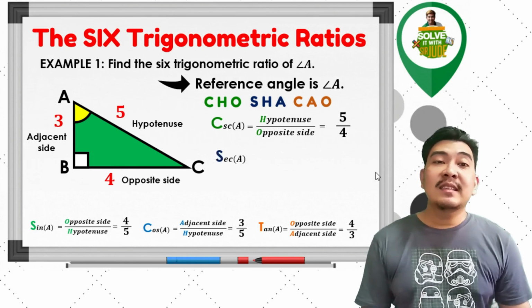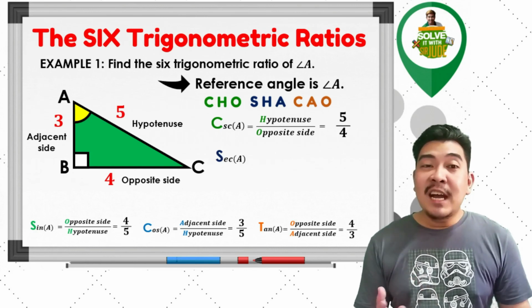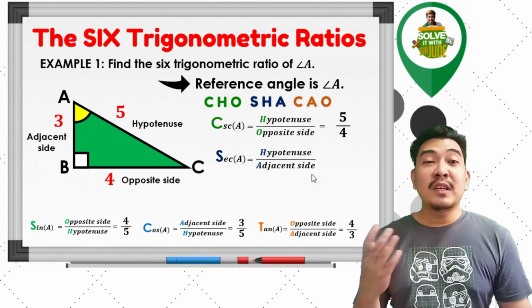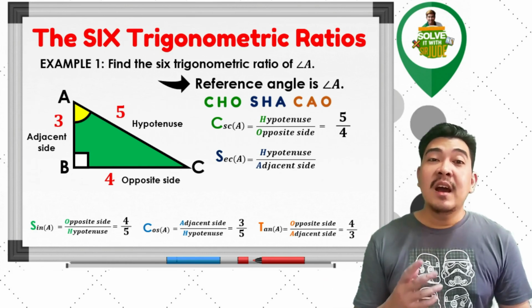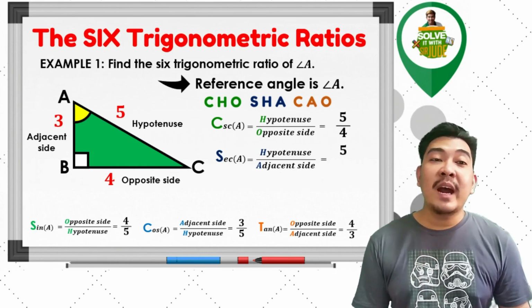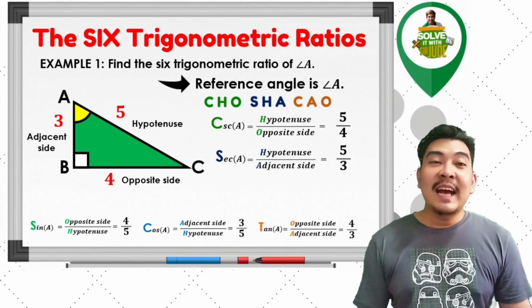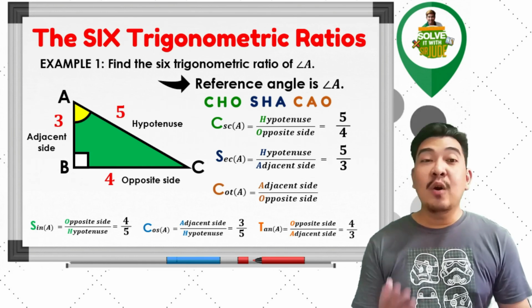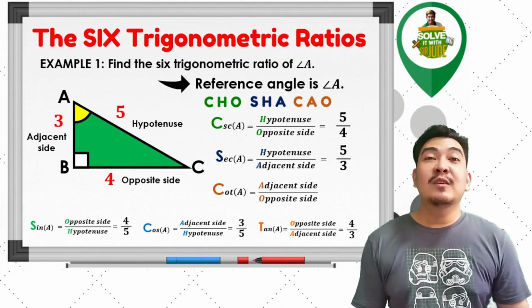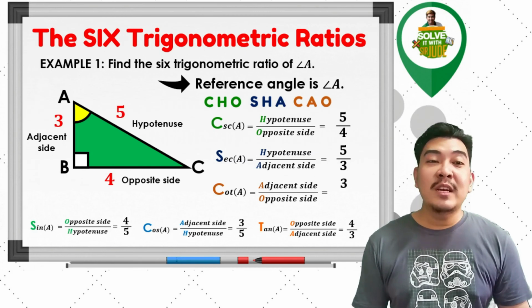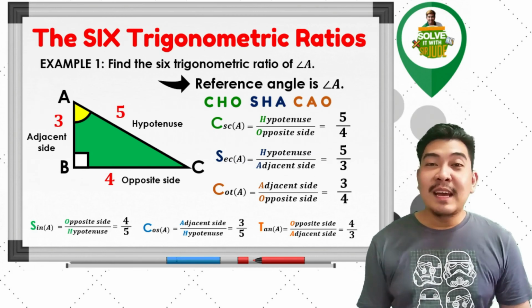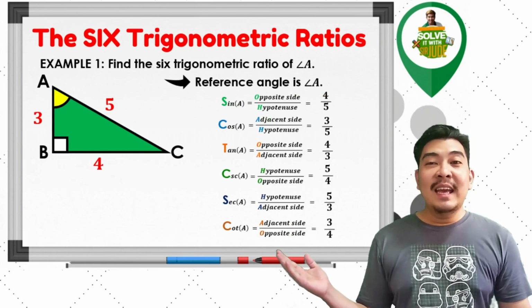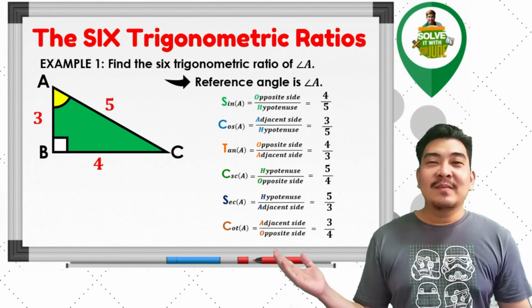And then, let us now go to SHA, meaning secant A is equal to the hypotenuse over the adjacent side. The hypotenuse is 5, the adjacent side is 3, so therefore the ratio will be 5 over 3. And then the last one is the cotangent. So cotangent A is equal to the adjacent side over the length of the opposite side. So substituting the values, we now have the ratio 3 over 4. So hence, we now have the 6 trigonometric ratios of angle A in the given right triangle.